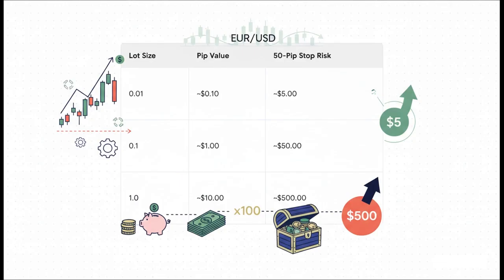Now, what's really fascinating here is how this table just lays the power of lot size completely bare. I mean, look at this. It's the same exact trade on Euro USD with a 50 pip stop. With a micro lot, you're risking $5. No big deal, right? But with a standard lot, same entry, same stop, same chart, you are now risking $500. The trade idea is identical. The consequence of being wrong is 100 times greater.